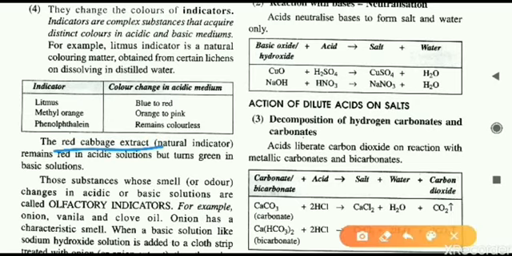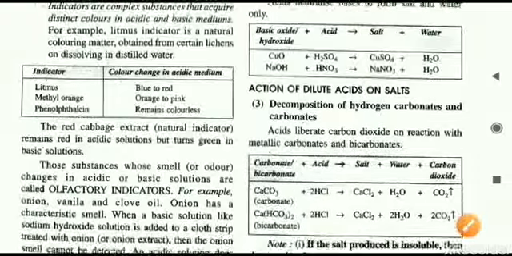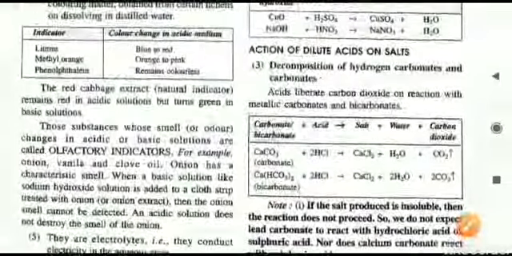Apart from these indicators, one natural indicator is red cabbage extract, the juice of that red cabbage. This red cabbage extract will convert into red color in acid solution and it will convert into green color in basic solution. These colors you should remember.